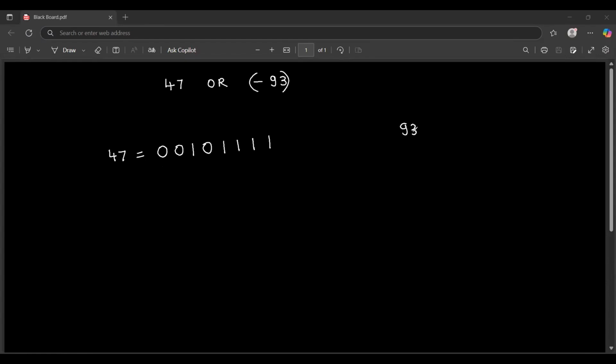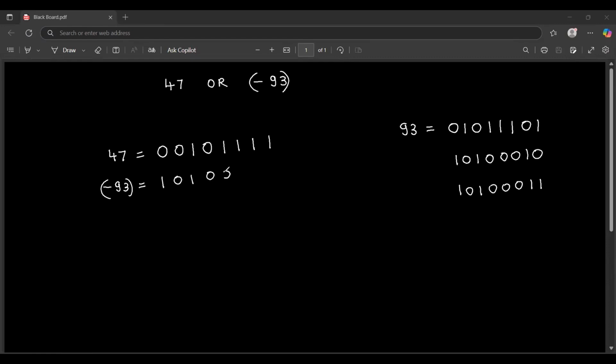What about 93? 93 is equal to 0 because it's a positive number. This is -93, I know, but we have to start from the positive number in 2's complement. 0, 64, no 32, that is a 16, 80, 88, 92, 93. So we have to find the 1's complement first, and then add 1 to this, so it will be 10100011. So -93 is equal to 10100011. So what will be the output?